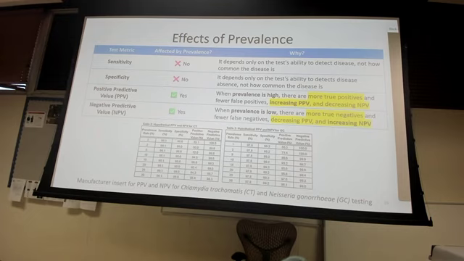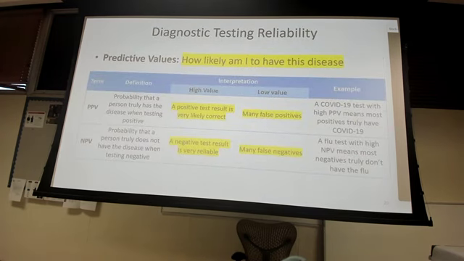Okay, positive predictive value: when the prevalence is high, there are more true positives and fewer false positives, so increasing the PPV and decreasing NPV. And then the opposite for negative predictive value: when prevalence is low, there are more true negatives and fewer false negatives. Okay, so here it breaks it down again. Go ahead and start this, because I have like 2 questions for you on the difference between a positive predictive value and a negative predictive value.